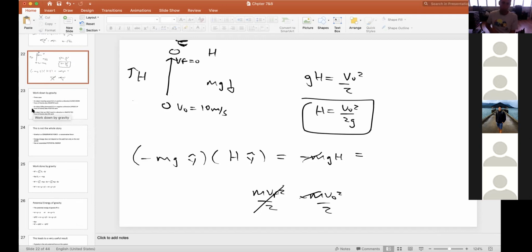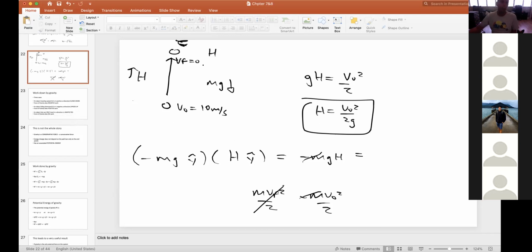Why? As it fell, it gained velocity. As it fell, gravity did positive work because gravity and the displacement, the distance it traveled, were in the same direction. Gravity was causing it to speed up. It was doing positive work on the object. As it went up, gravity was doing negative work. The displacement of the object and the force of gravity were opposite of each other. So gravity caused it to slow down from 10 meters per second to 0 at maximum height.